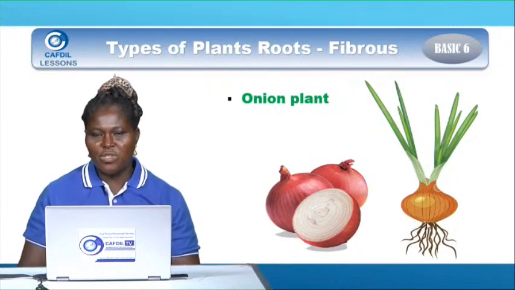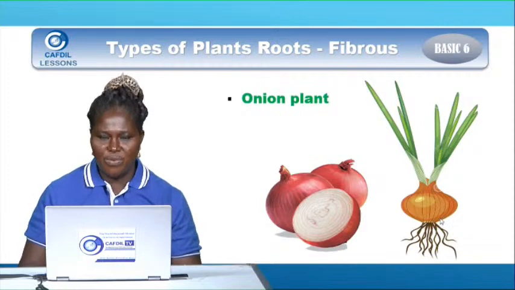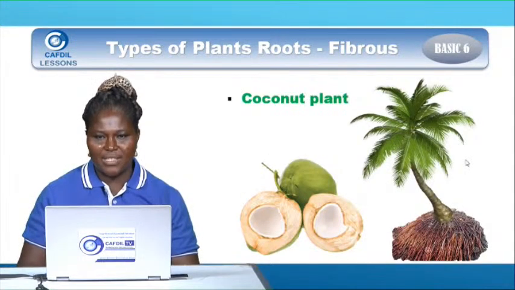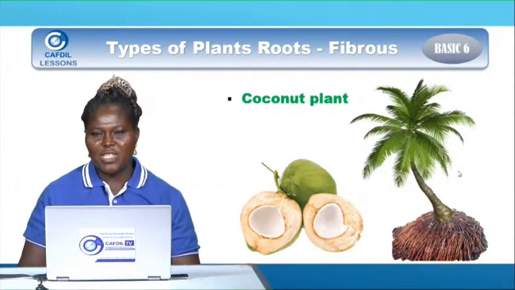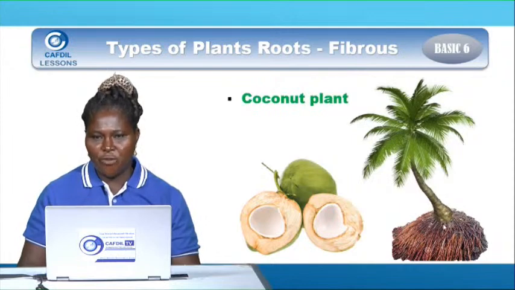Yes, the roots of the onion. The roots are coming from the base of the stem of the plant. So the onion plant also has fibrous roots. Good. Another one is the coconut plant, and we have the coconut plant on our screen. Look at where the roots are coming from.